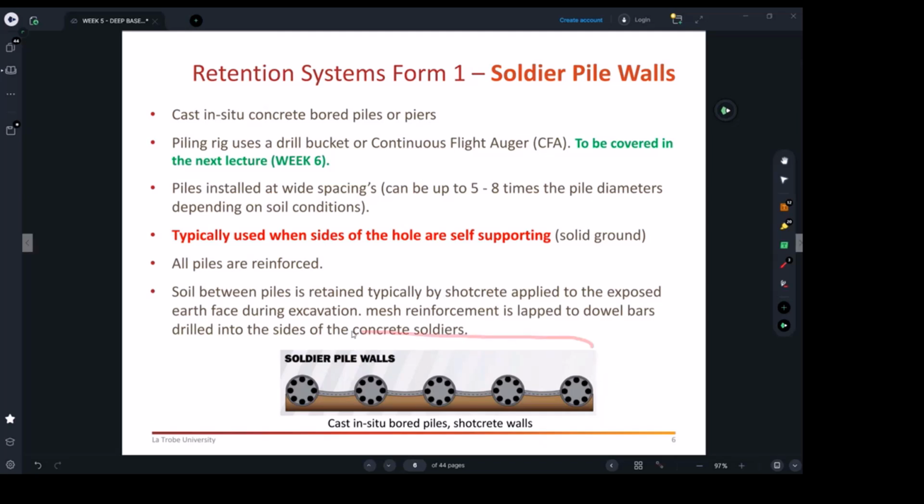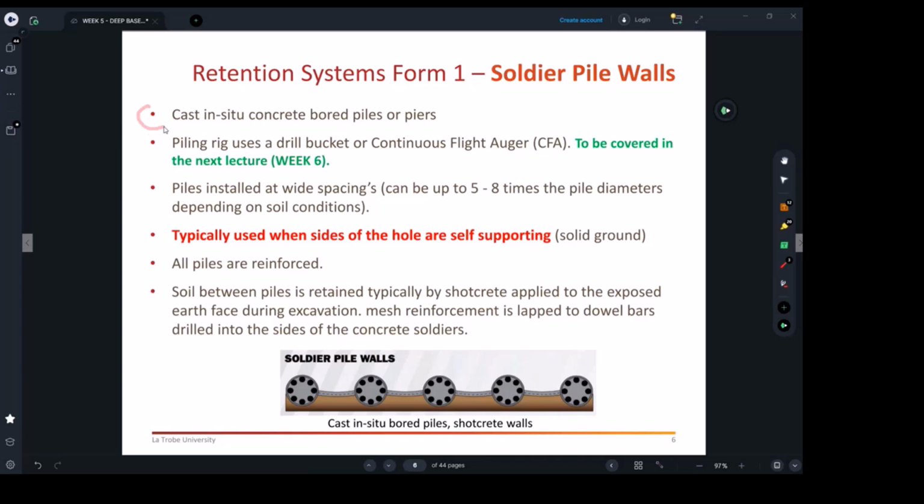Right, this is just a simplified presentation. These are the piles, and you can see they are spaced with a decent distance. As it says here, the spacing of the piles can be up to 5 to 8 times the pile diameter. That's what I was talking about, right?